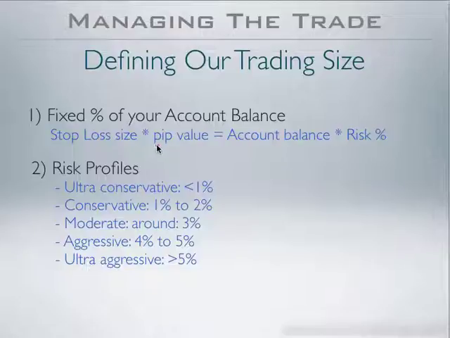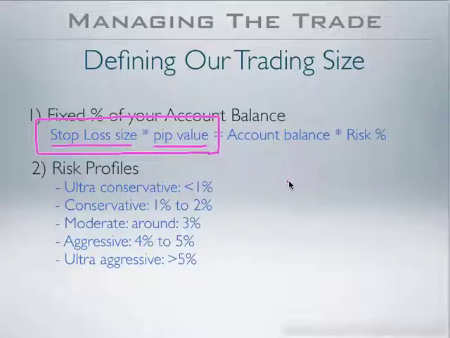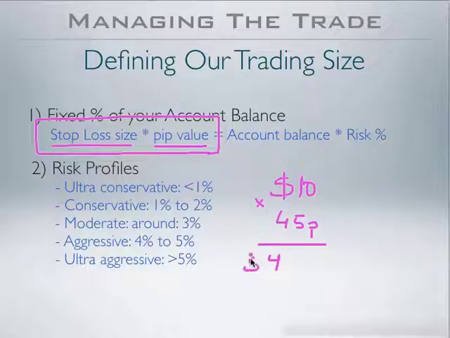Anyway, once you know the pip value for that currency pair, and once you know how many pips you are risking as far as your stop loss goes, you can easily determine how much you are risking money-wise on that particular trade. If you are trading, again, one standard lot of the euro against the American dollar, that means that every pip for your trade is going to be worth $10. Assuming you have a stop loss of, let's say for example, 45 pips, just as an example, then $10 multiplied by 45 pips means you are risking $450 on that particular trade.